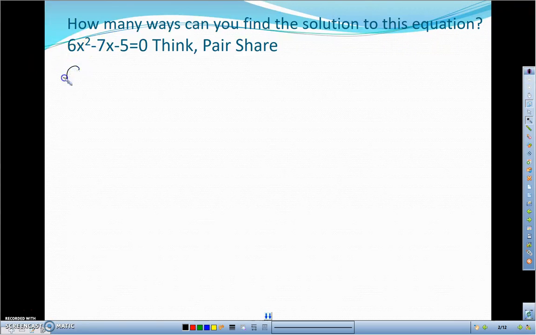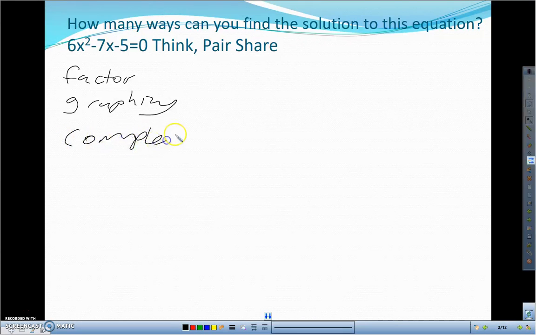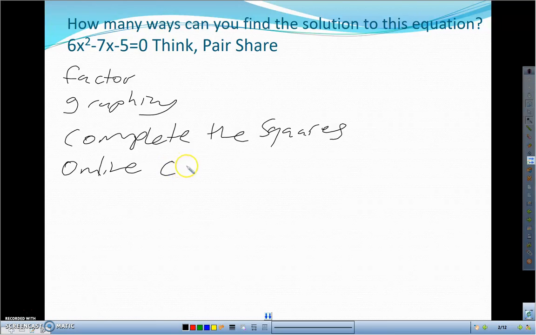We could factor. We could find it by graphing. We could complete the square and then solve. What else could we do? We could use an online calculator. Wolfram Alpha is an excellent place to calculate this. Graphing online. That's just to mention a few.